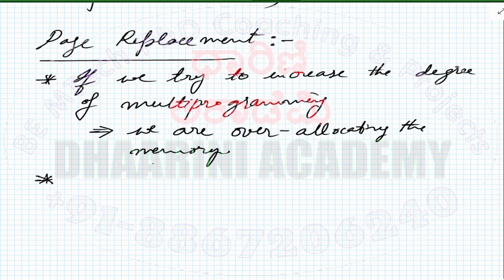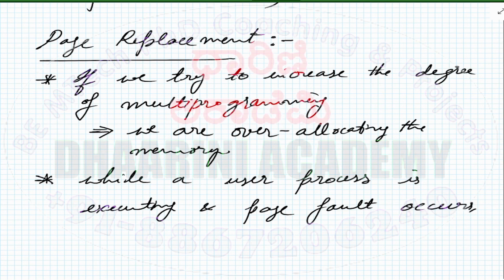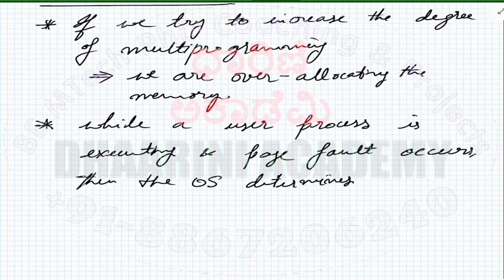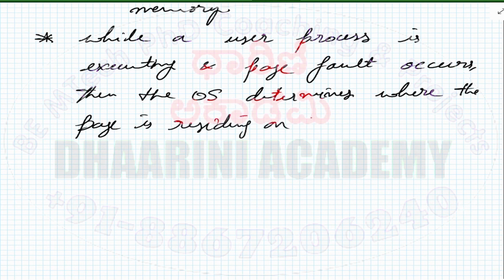So let's say while a user process is executing and a page fault occurs, the operating system first determines where the page is residing on the disk. This is what we saw in yesterday's discussion.